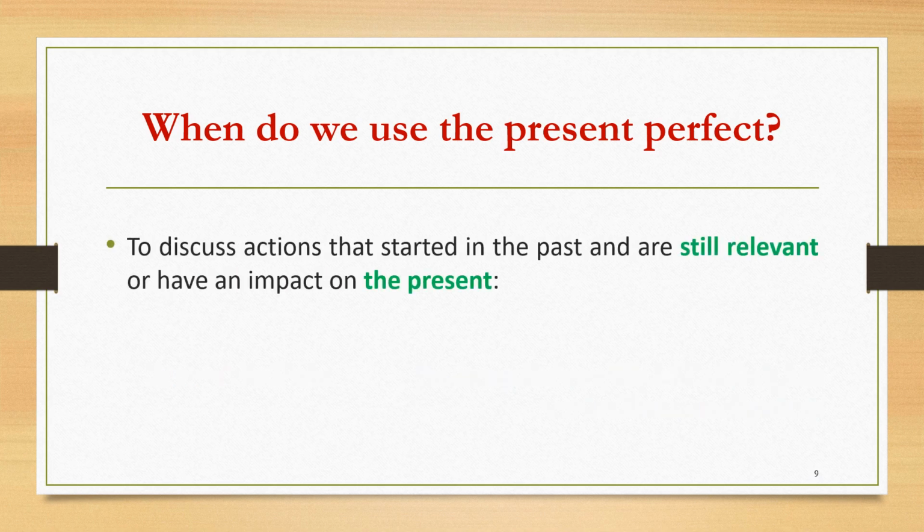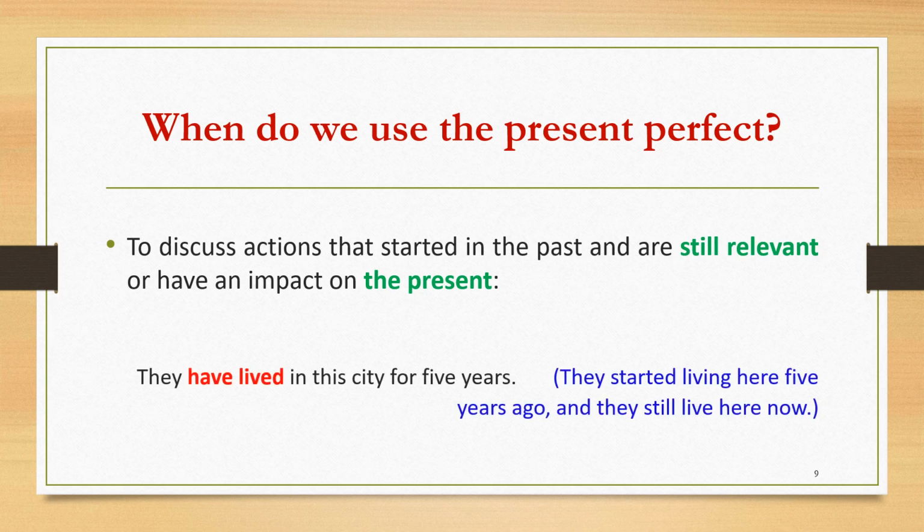The second rule: we use the present perfect to discuss actions that started in the past and are still relevant or have an impact on the present. For example, they have lived in this city for 5 years. 5 years is the duration. They started living here 5 years ago and they still live here now. So we use the present perfect.